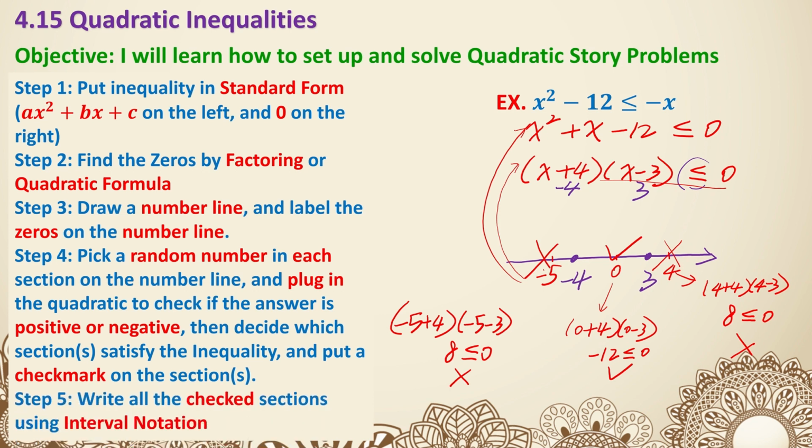And then we're going to write all the checked sections using interval notation. And that's why, as soon as I draw the number line, I already indicate if I'm going to write them as solid dot or open circle. So when I write the interval notation, it's very fast, very easy. So the middle part is checked. So I'm going to start from -4, stop at 3, and they are both solid dot, so square bracket. And that is my final answer. And that's how we solve quadratic inequality.